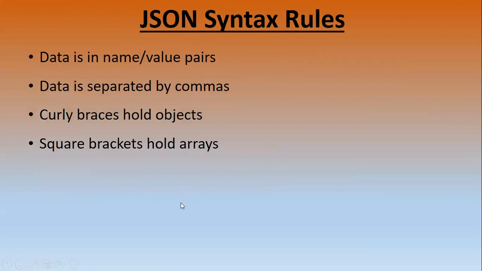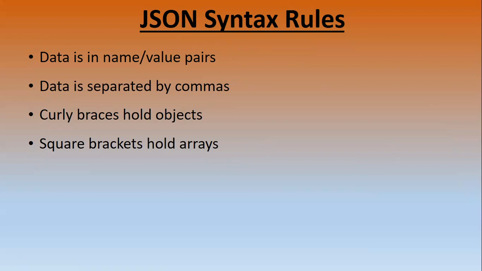So what are the JSON syntax rules? It's very simple, and that is why it is so easy to understand and interpret. Always, data is in the form of name-value pairs. As I said, there would be a key and there would be a value to it. So that is why it becomes very easy for us to interpret and understand. And data is usually separated by commas. So wherever you see the key-value pairs going on, each key-value pair is separated by a comma.